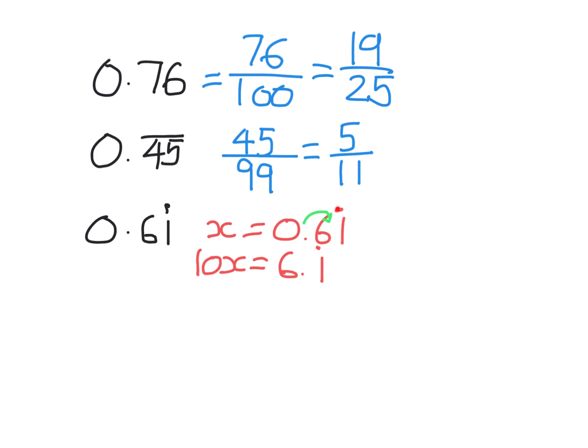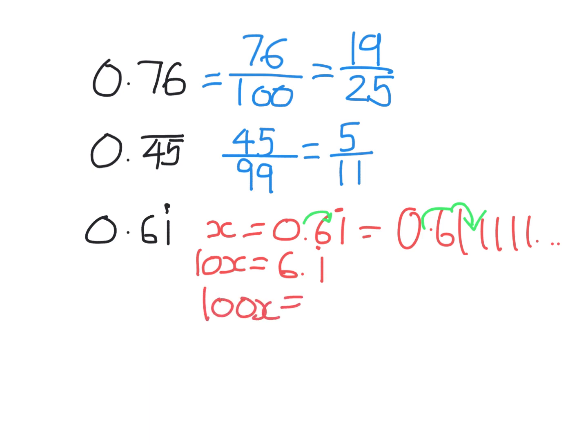So if I times this by 100, remember this decimal is 0.6111111. They go on forever. So if I multiply it by 100, I move the decimal point 2 spots. So 100x will be 61.1 recurring.